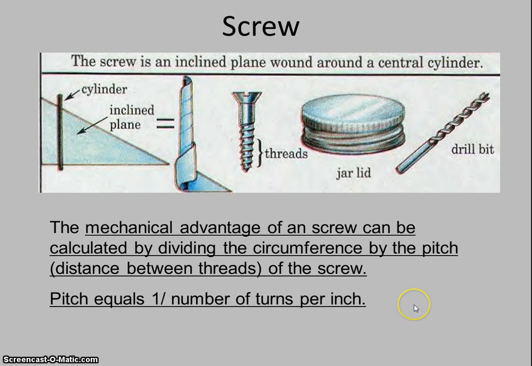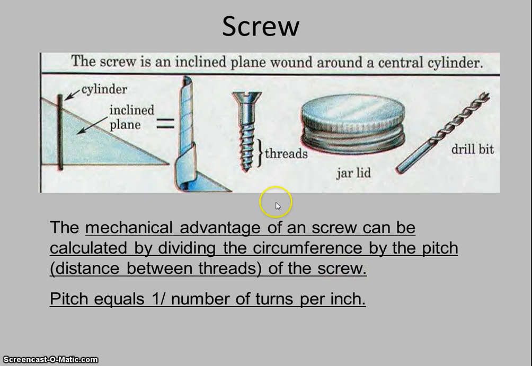Okay, what about a screw, right? A screw is basically an inclined plane wrapped around a cylinder, so it's probably going to be similar, right? The mechanical advantage of a screw is calculated by dividing the circumference of the screw by the pitch. That's the distance between the threads, right? So that's essentially the distance between the threads here.